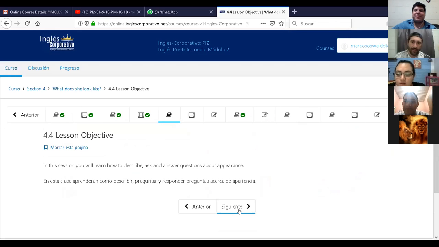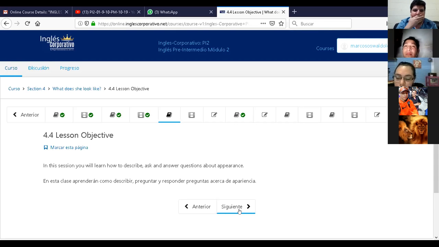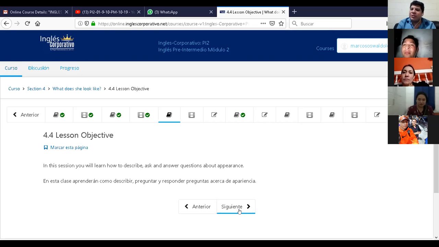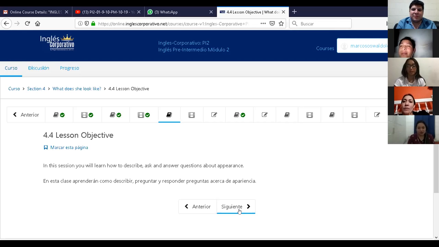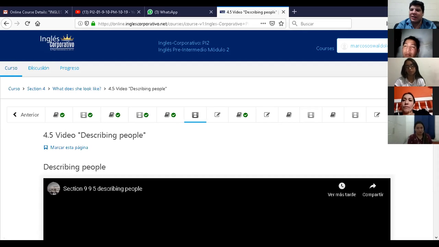Lesson objective. In this session, you will learn how to describe, ask and answer questions about appearance. About appearance. Las aprenderán cómo describir, hacer preguntas y contestarlas acerca de apariencia.